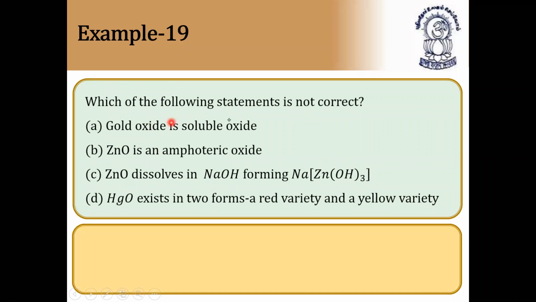Which of the following statements is not correct? Gold oxide is a soluble oxide. Zinc oxide is amphoteric. Zinc oxide dissolves in sodium hydroxide and forms sodium zincate, that is sodium zinc hydroxide. And mercuric oxide exists in two forms, red variety and yellow variety. So the answer is C. Zinc oxide dissolves in NaOH forming sodium zincate, Na2ZnO2.